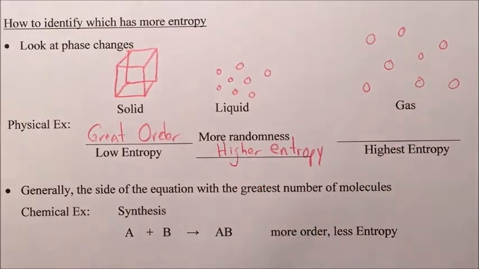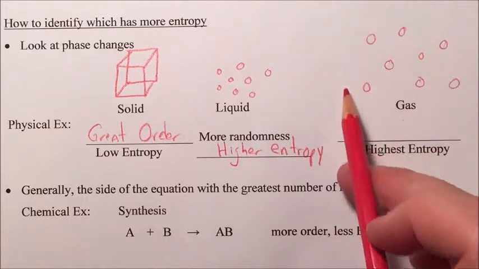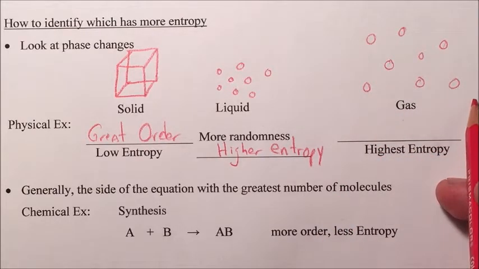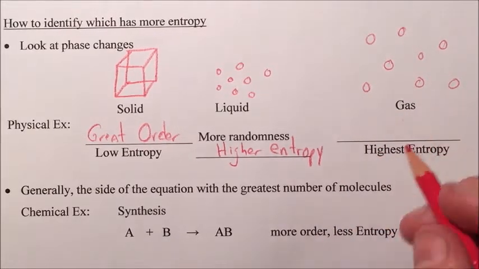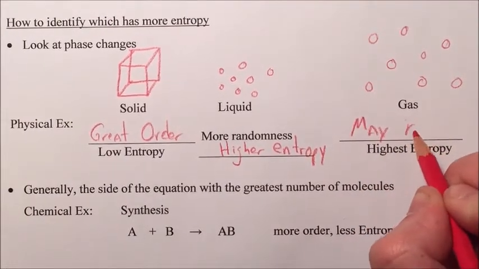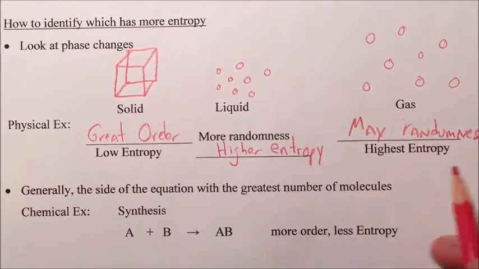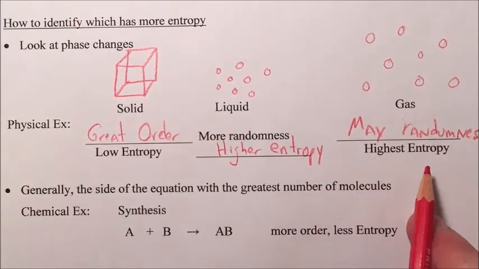Their disorder is greater. And in our last example, we have a gas. A gas has the highest amount of randomness, and it gives us the highest entropy. So this has the maximum randomness, and we are left with the highest entropy.